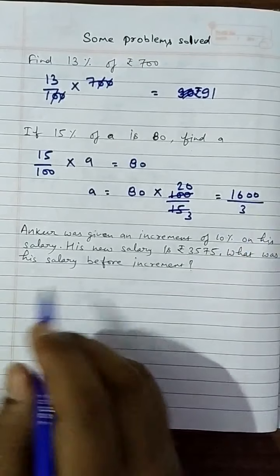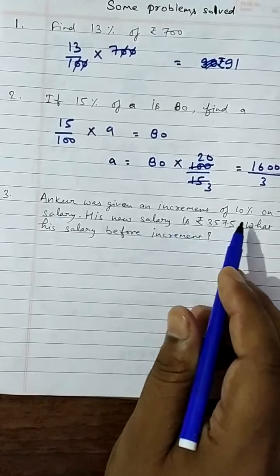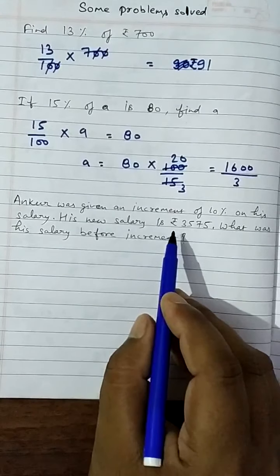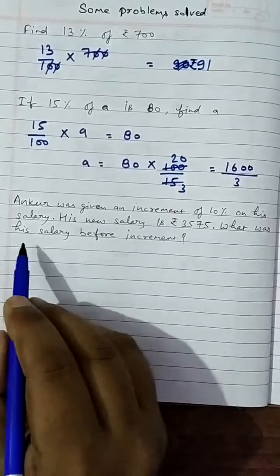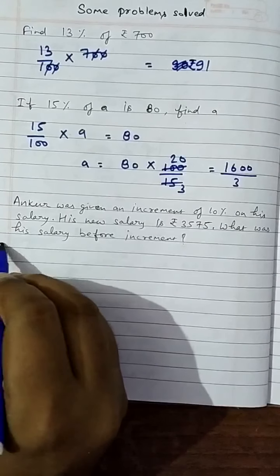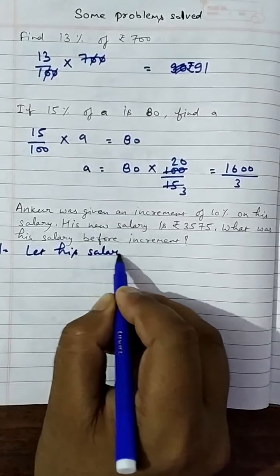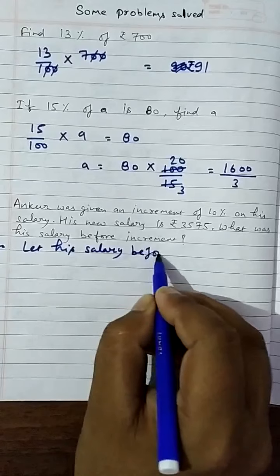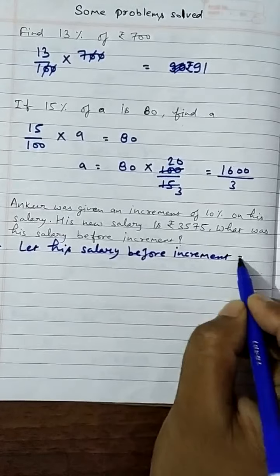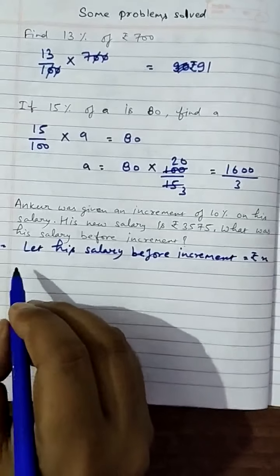Next question, number 3. Ankur was given an increment of 10% on his salary. His new salary is 3,575. What was his salary before increment? So let his salary before increment be rupees X.